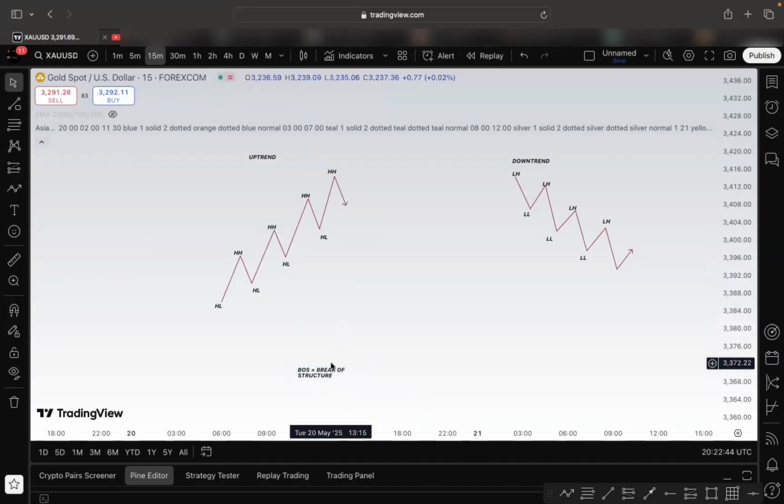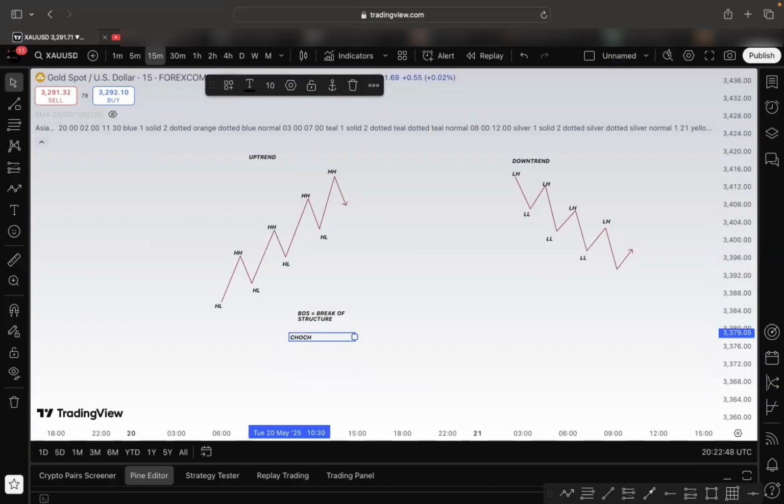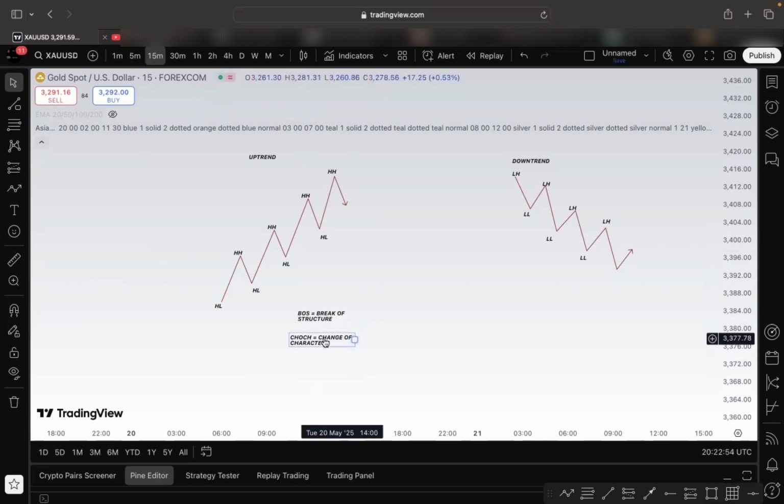And then we have break of structure, and then we have something we call change of character.